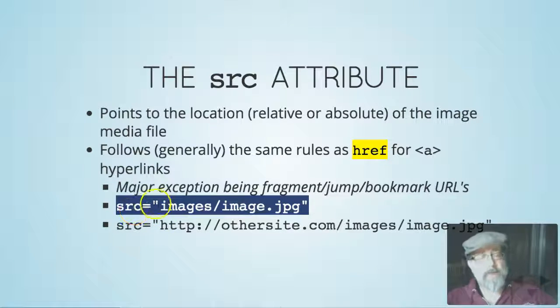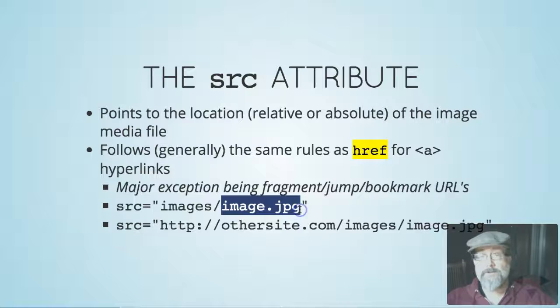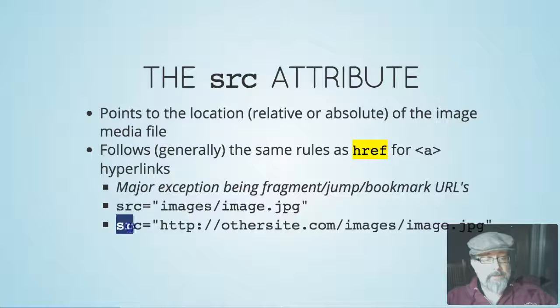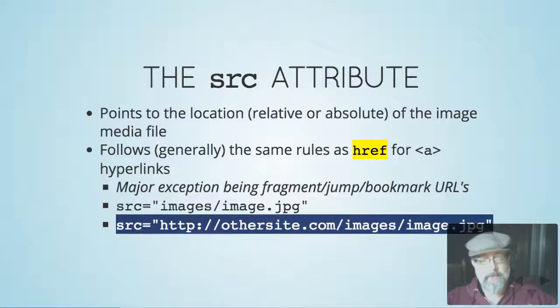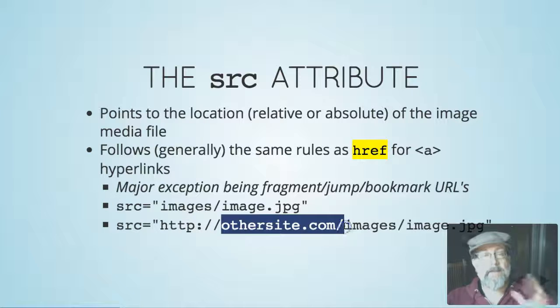So the first one is a relative link, like you should be expecting, where it is a folder somewhere based on where the current HTML page will be. There will be a subfolder called images, and inside of that there'll be a file called image.jpg. The other alternative would be to do a more complete URL, an absolute URL that includes the HTTP scheme, the colon, the double slash, the server name, and so on.